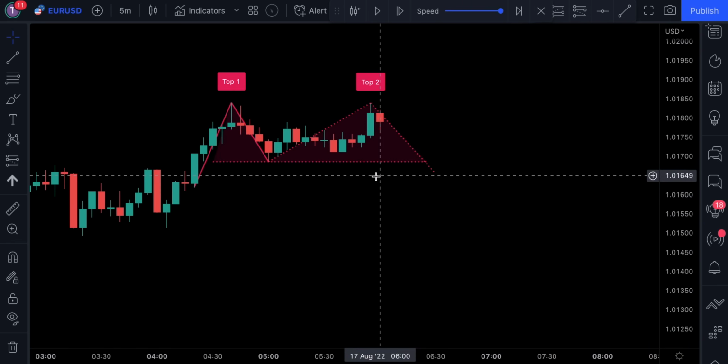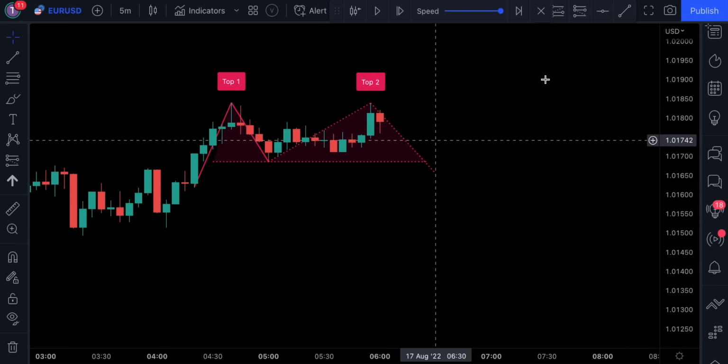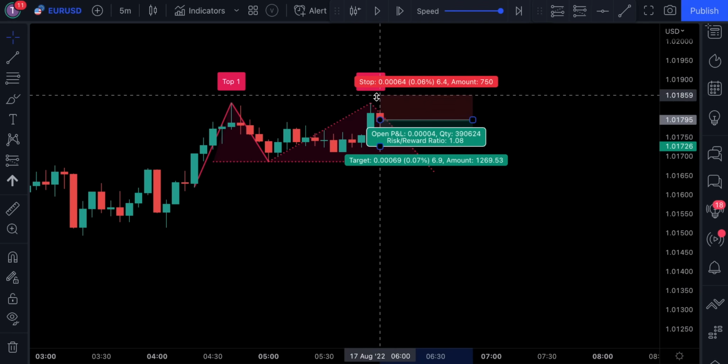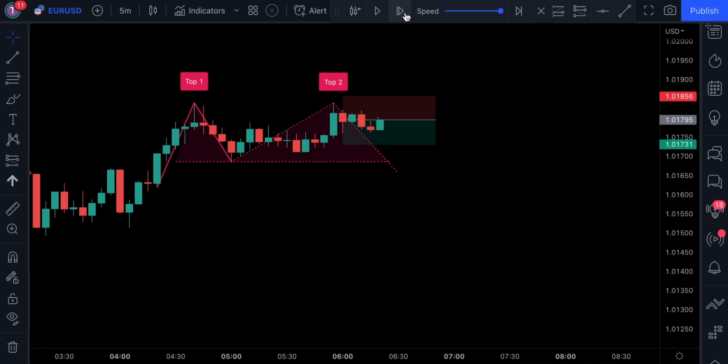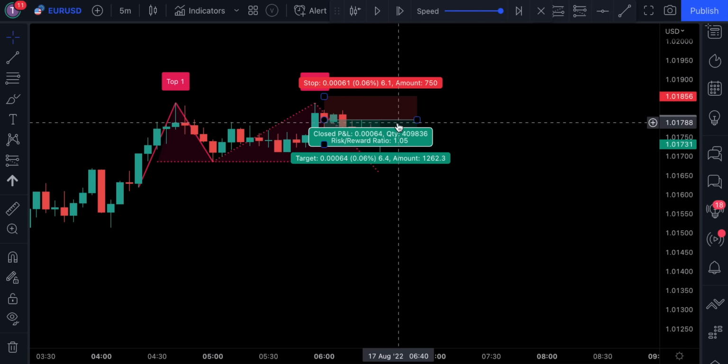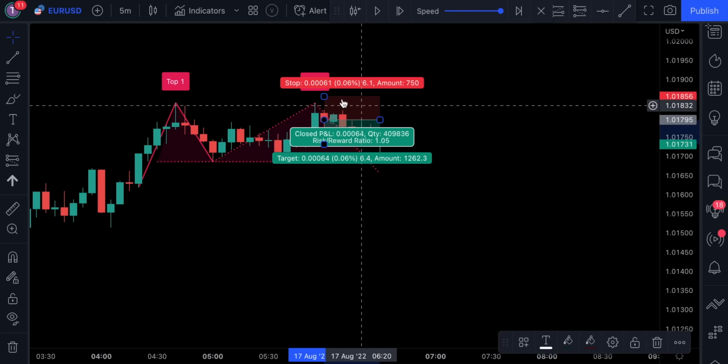Okay, let me give you another example. Here we see the indicator identify the double top pattern. We can see the price action reached our first take profit target. Now we can take a half of our position off. Let's also move our stop loss to the entry price.